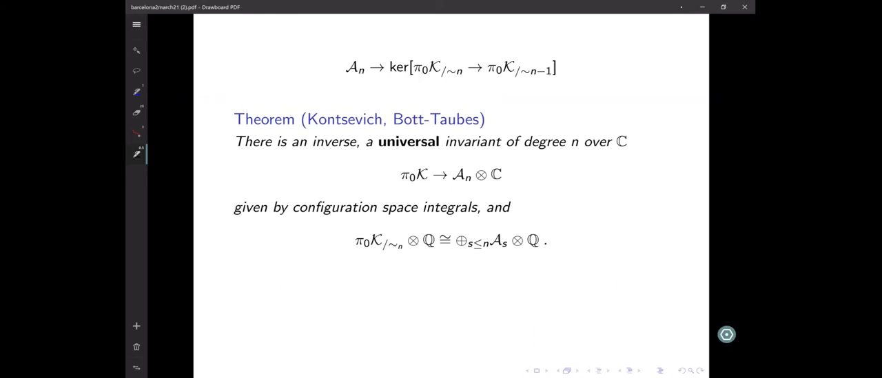Or equivalently, another way to say this is that this map upstairs that we constructed is an isomorphism once you tensor everything with C, or with Q. So in particular, because these maps are isomorphisms, you get a splitting of the n equivalence classes as a direct sum of the algebras of chord diagrams. So this is a complete classification of polynomial invariants over the rational numbers. They're encoded by this algebra of chord diagrams.